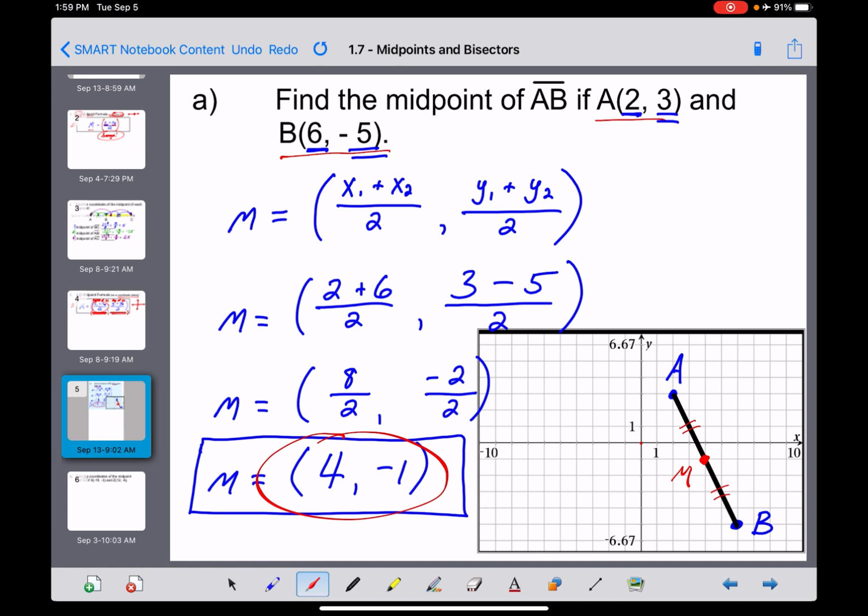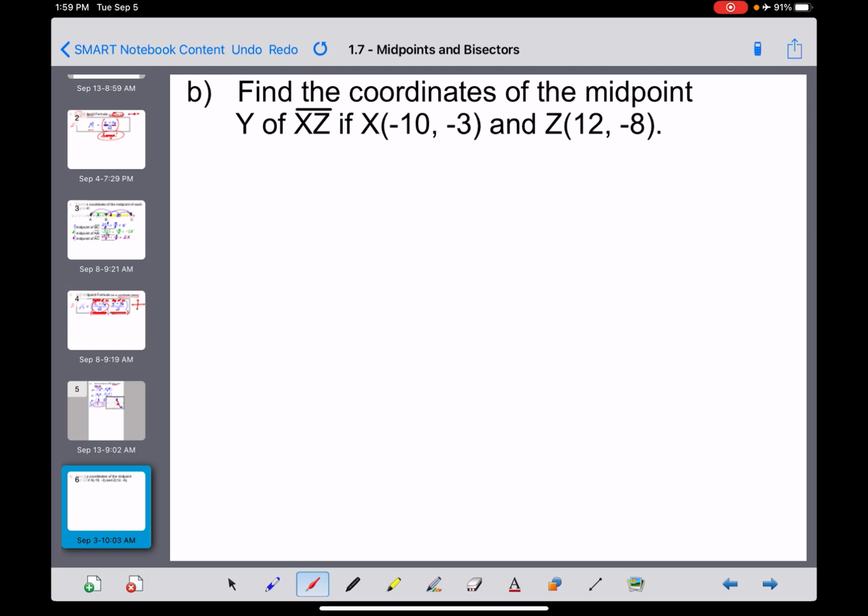So the graph doesn't really prove that we got it right, but it does kind of point you in the right direction and say, hey, I think things are looking pretty good right here. So that's how we use the midpoint formula to find a midpoint in 2-dimensional space given your 2 endpoints. Let's try that same thing again here. Find the coordinates of the midpoint Y of line segment XZ given the coordinates of X and the coordinates of Z.